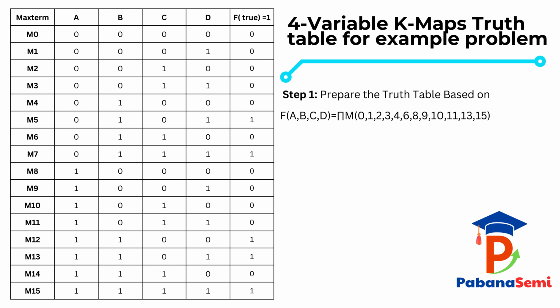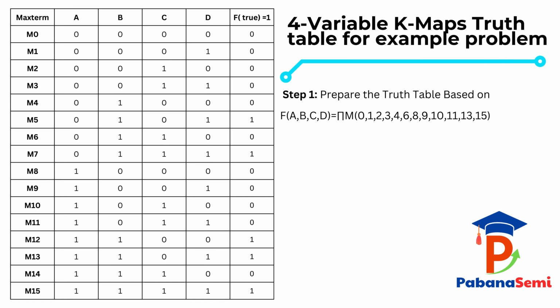Step 1. Preparing the truth table for our 4-variable K-map example. The Boolean function is given in max term form as f of a, b, c, d equals pi m of 0, 1, 2, 3, 4, 6, 8, 9, 10, 11, 13, and 15. Grasping the max term notation. Since the function is articulated in max term form, it signifies the function output is 0 for each of the enumerated max term indices. Conversely, the function output is 1 for all the other input combinations.